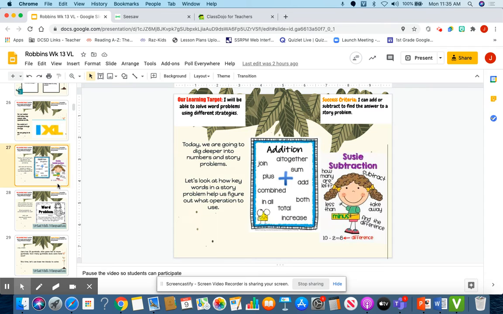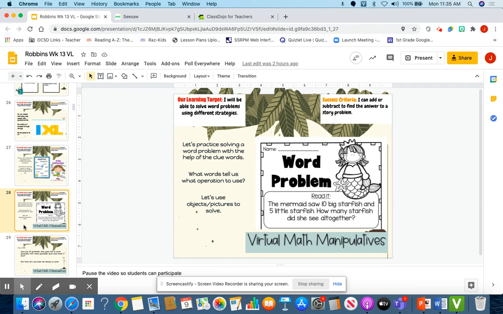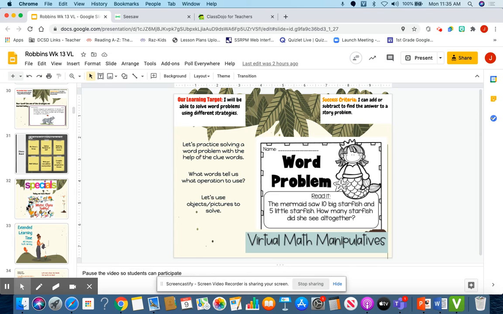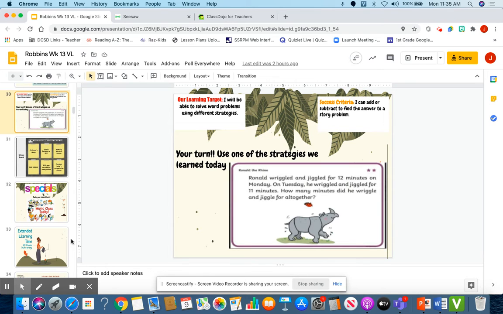In math, we're looking at story problems using addition and subtraction, and we'll review a word problem. And the students will complete this activity on Seesaw to answer this story problem.